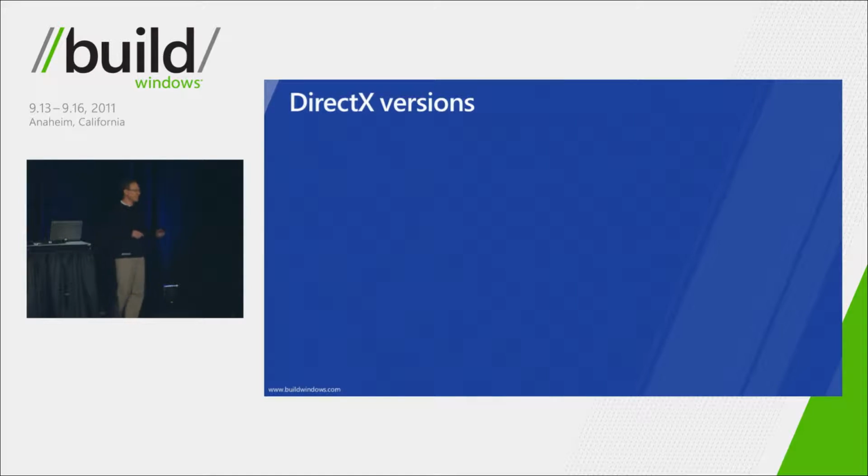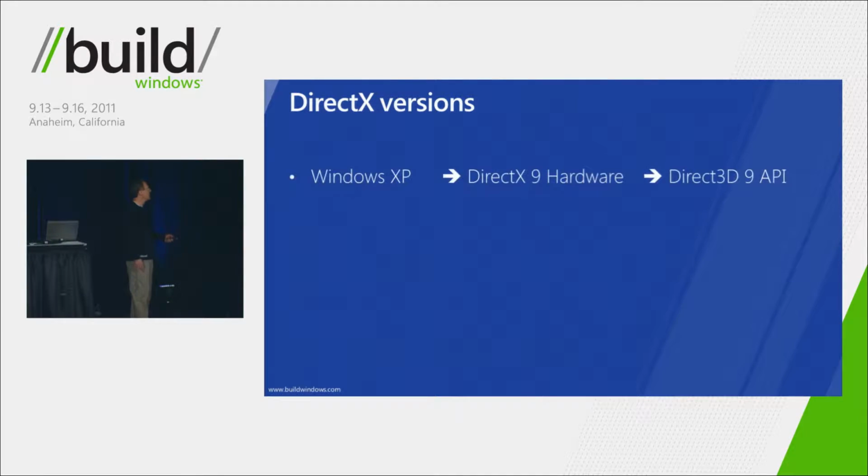So I want to take a step back first and talk a little bit about DirectX versions and how we've sort of gotten to where we are in Windows 8. If we go back to Windows XP, the hardware that was available at that time was DirectX 9 hardware. We worked very closely with our hardware partners and graphics vendors to produce a specification for what was leading-edge graphics at the time. And Microsoft developed the Direct3D 9 API to be able to access that power of the GPU.